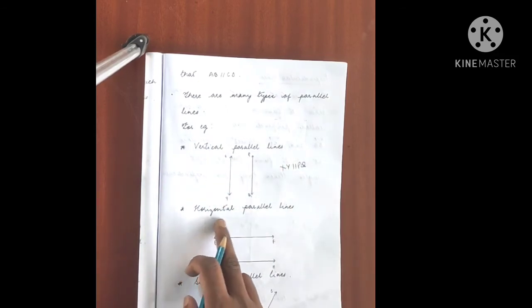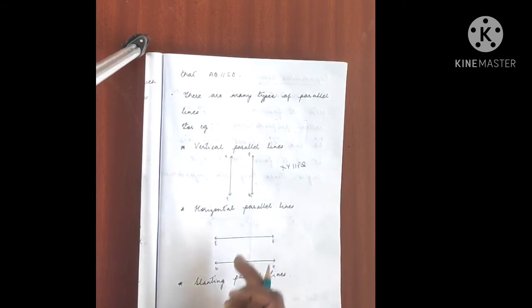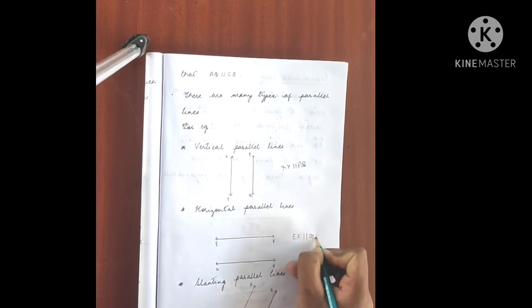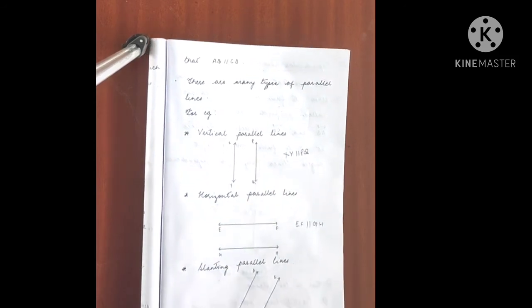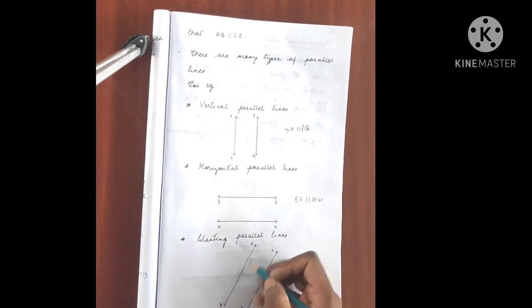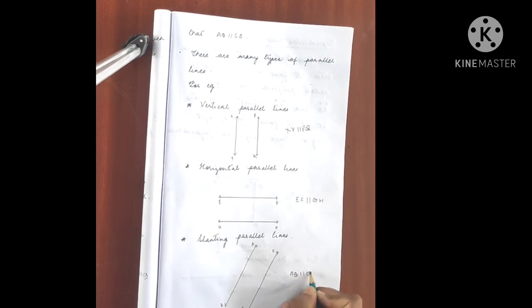Next, you see horizontal parallel lines. This one is EF and GH. They are in the horizontal position. That means EF is parallel to GH. Next, slanting parallel lines: you can see that line AB is here and line CD is here. They are both parallel to each other. At each and every point they are never going to meet each other, even in infinity. So AB is parallel to CD here also.